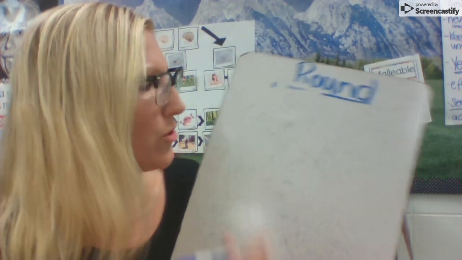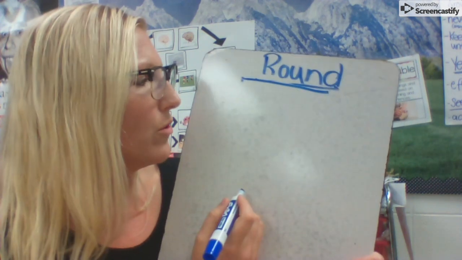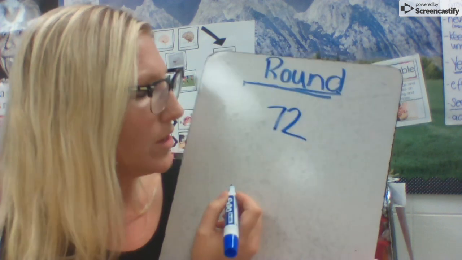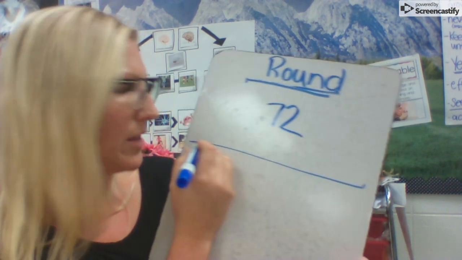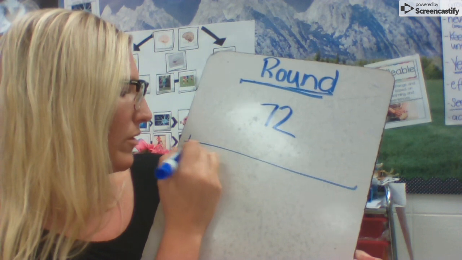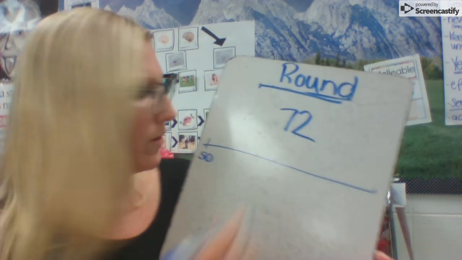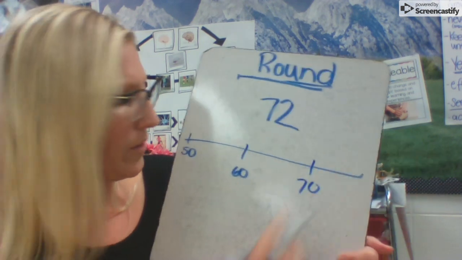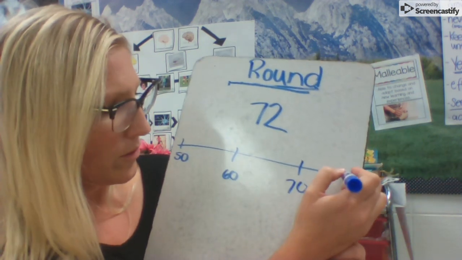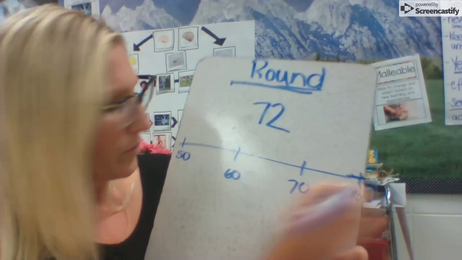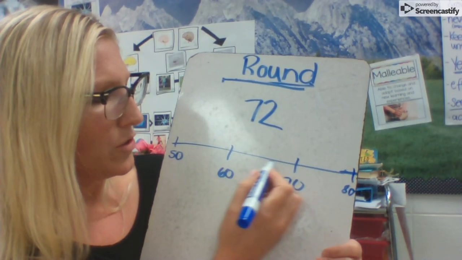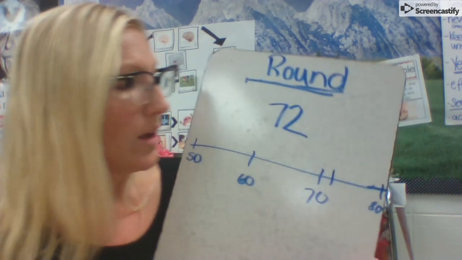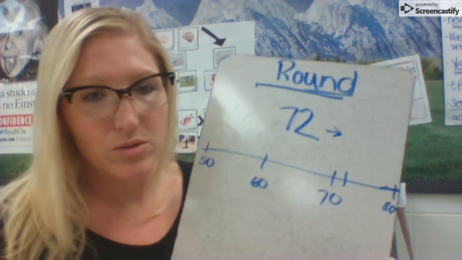Okay, so let's try a few of you rounding. So go ahead and round 72. So you need to think on the number line of tens. What tens does this fall between? So if I started 50, 60, 70, and 80 would be over there. So where does my 72 fall? Right there, it falls between 70 and 80, and you need to decide which one is it closer to.